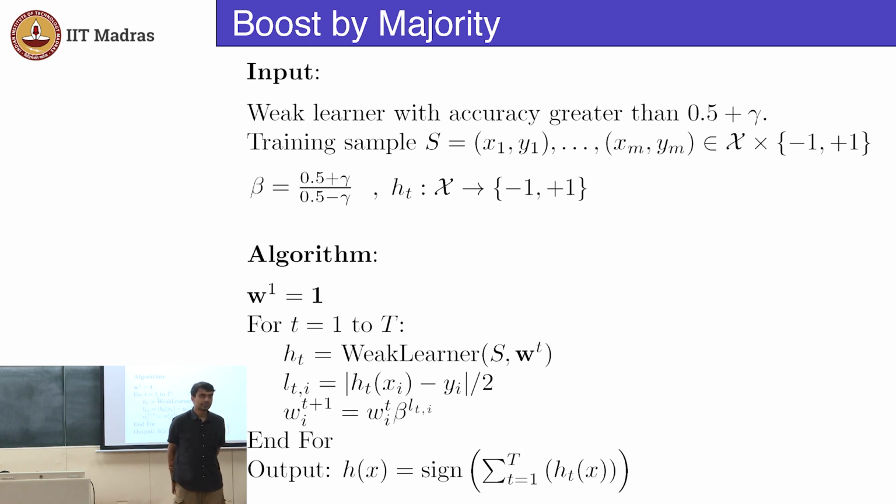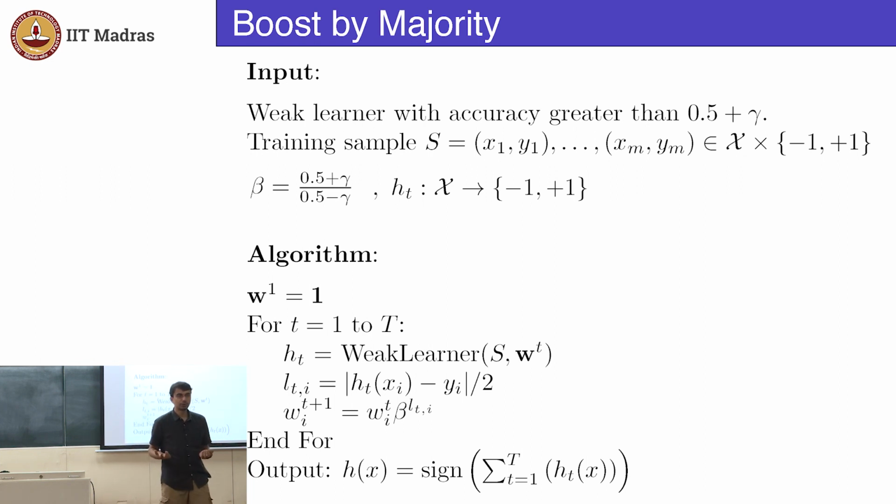That leads you to the famous AdaBoost algorithm, which you might have heard of. It's essentially the same as this, just that you don't know gamma. You don't know how much better than random each of the individual weak learners are, but you still want to run the algorithm. Because if you don't know gamma, you can't run this particular algorithm. Why is that? Because this algorithm uses beta, and beta is (0.5 plus gamma) by (0.5 minus gamma). So if you don't know gamma, you can't run this algorithm at all. Right? So it's not possible.